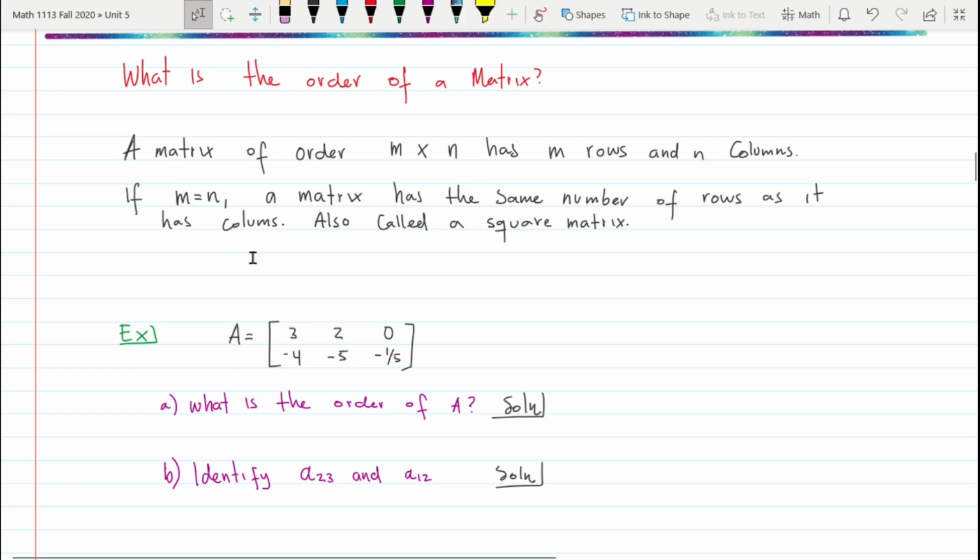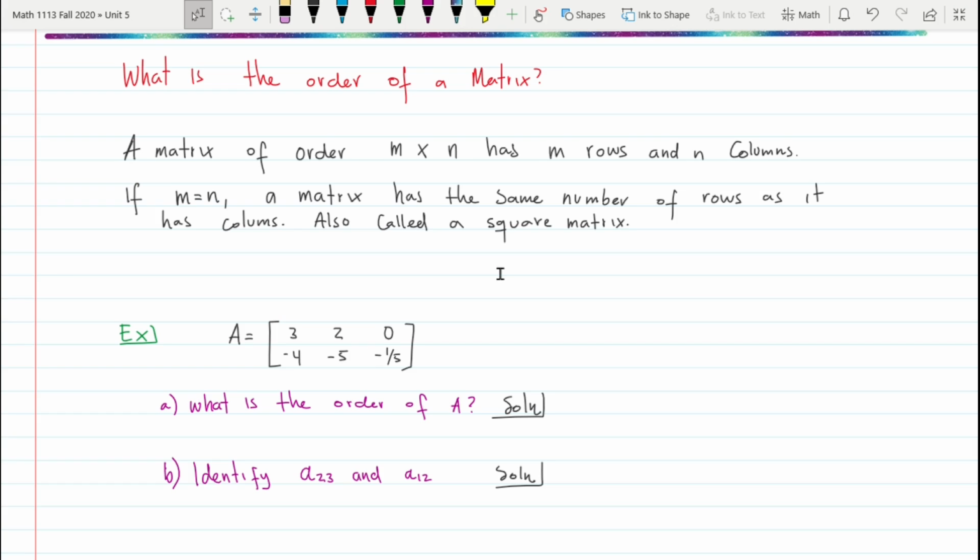So if the values M and N are the same, like if the number of rows is equal to the number of columns, then that is what is known as a square matrix, right? You realize that it has the same amount of rows as the same amount of columns. That's going to give you a square matrix.